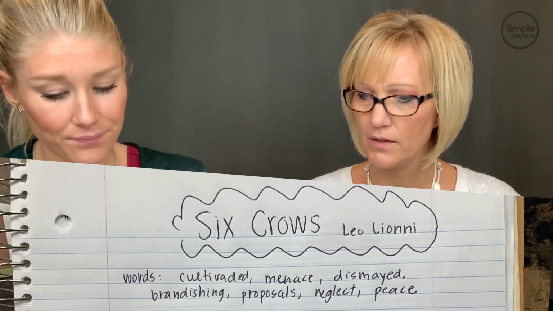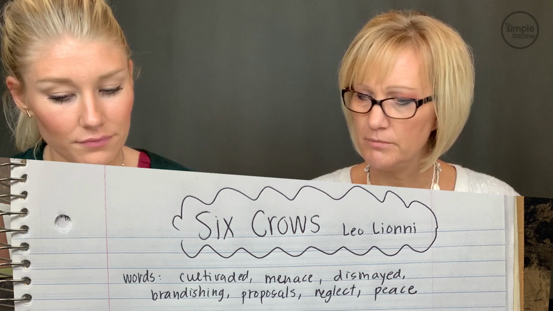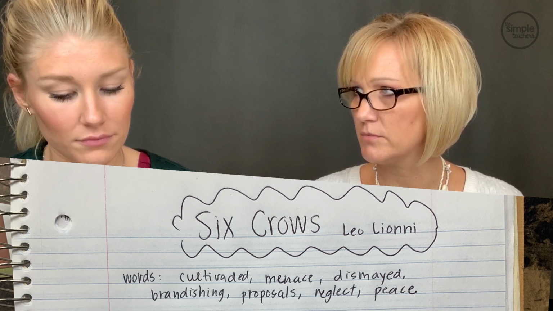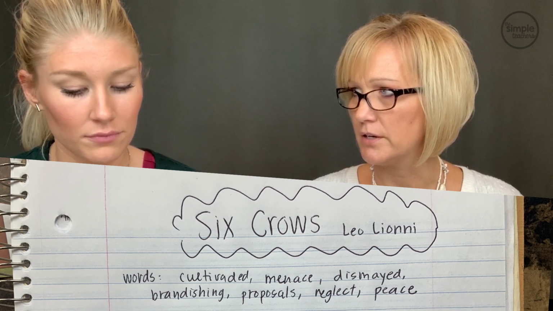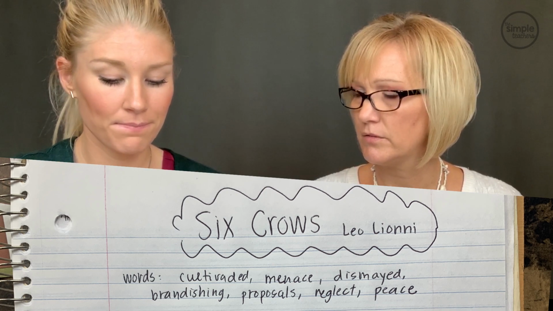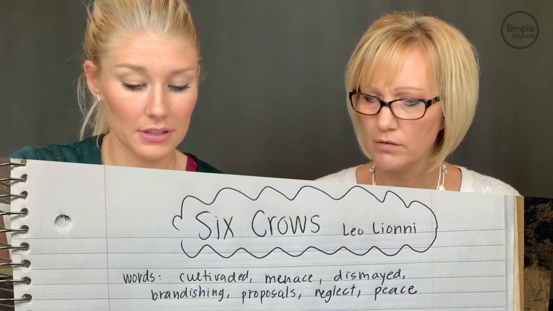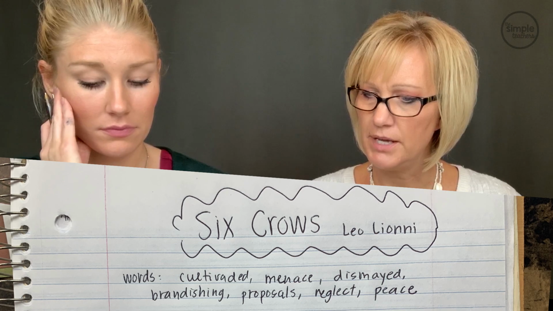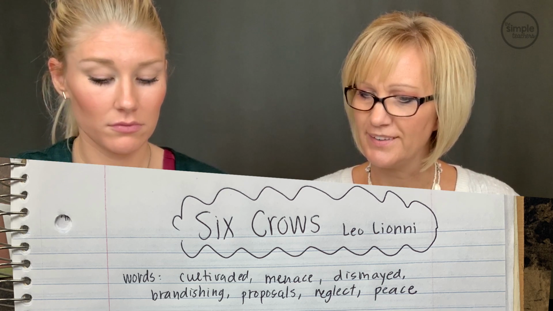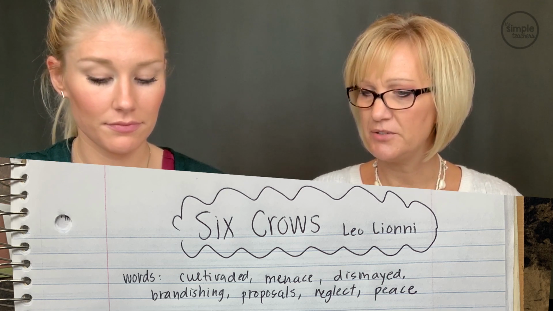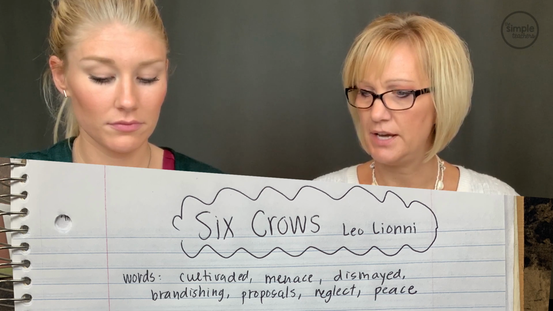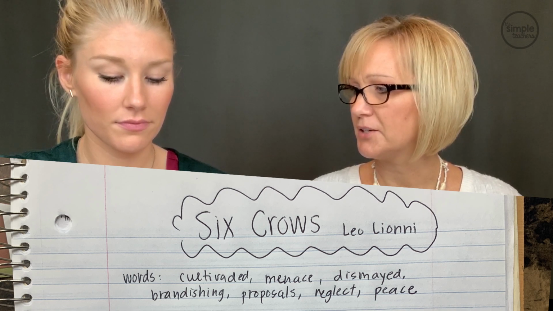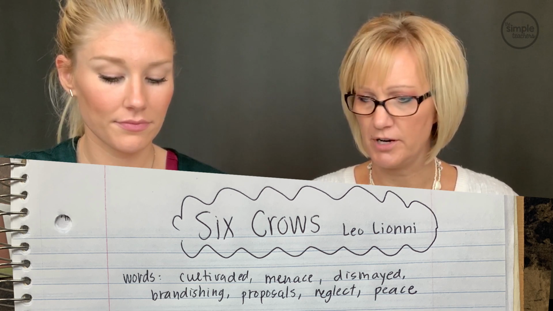All right. So cultivated, menace, dismayed. I think cultivated, it comes up more than once. We might want to give a definition for that. Okay. So I'm just going to put a D for definition. Okay. And menace, we could do that one within text, talk about what the crows are doing, or how they're kind of a menace to the farmer. Okay.